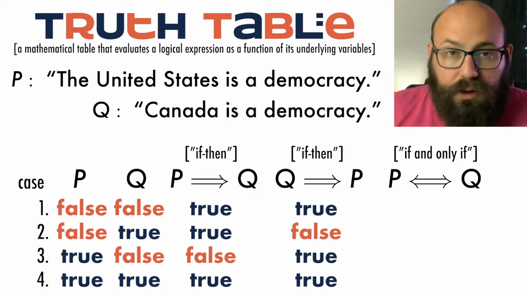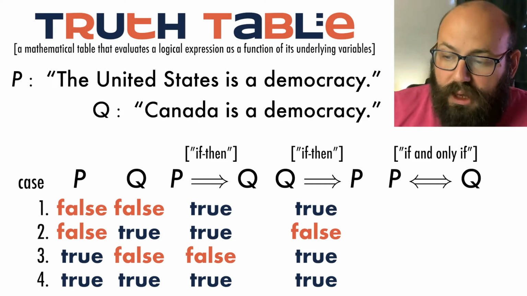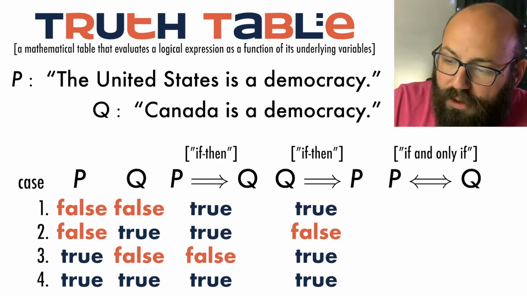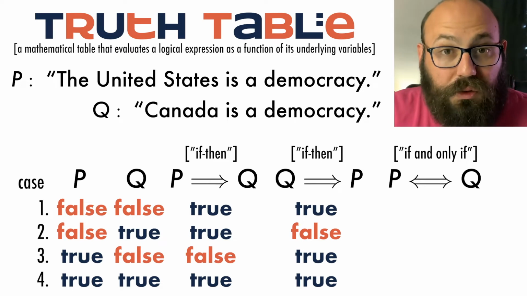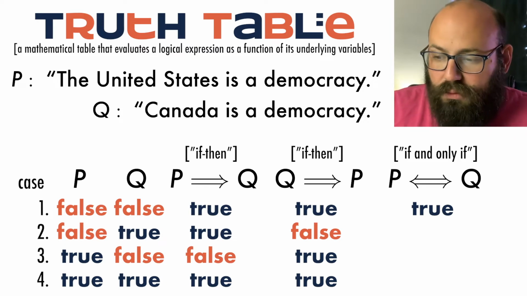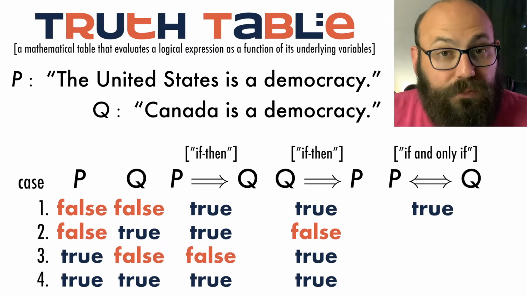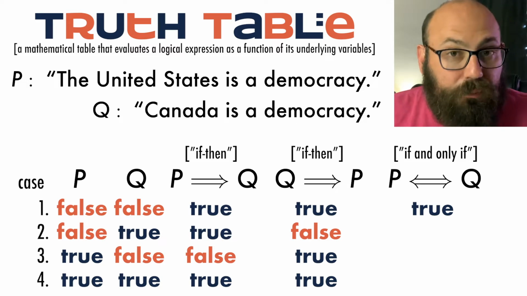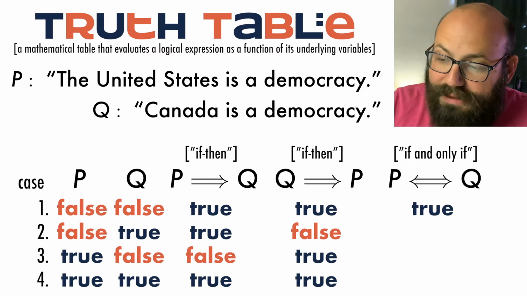So in case 1, if P then Q is true, if Q then P is true. So P, if and only if Q is true. In case 2, if P then Q is true, but if Q then P is false. And so we needed them both for the and operator, so that's an F. Give me an F.